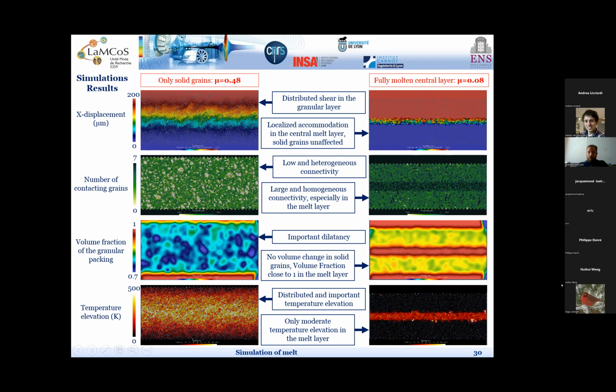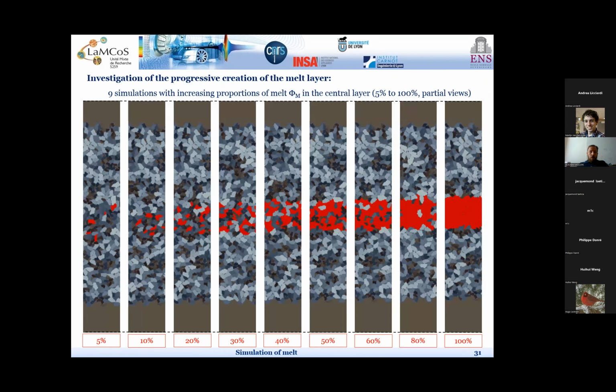So we want to understand this. And to understand this, we are going to observe all the intermediate situations between these two end members. And for that, we are going to observe 9 simulations corresponding to increasing proportions of melt. I call this Phi-M, the proportion of melt, in the central layer. So in this case, for example, I've got 5% of melt, the red grains, here 40%, and up to 100% for the complete melting of the interface.